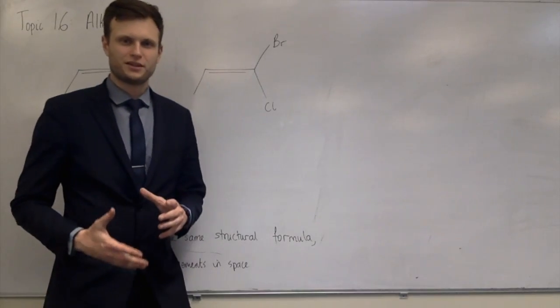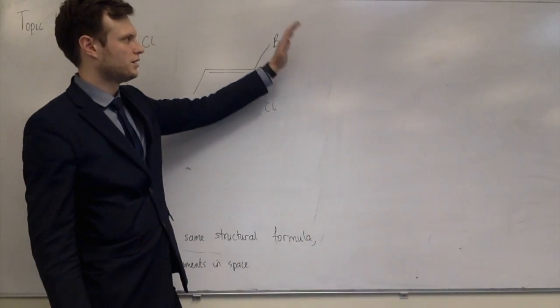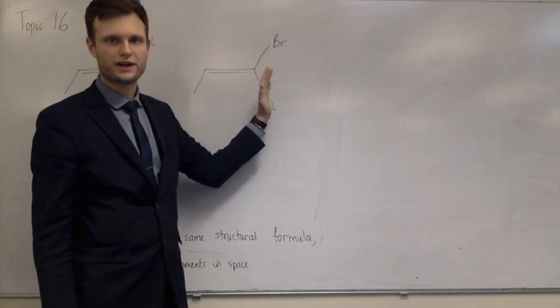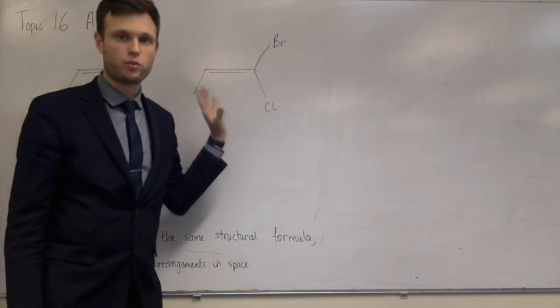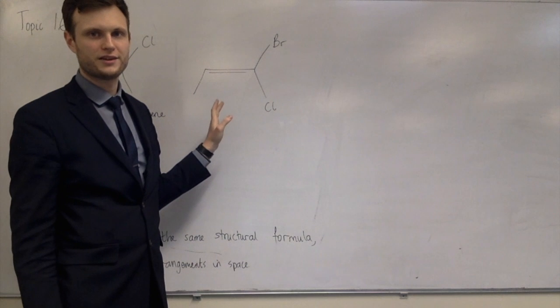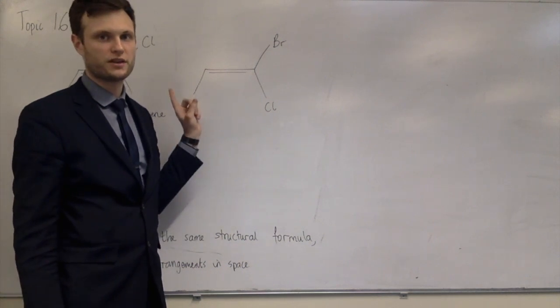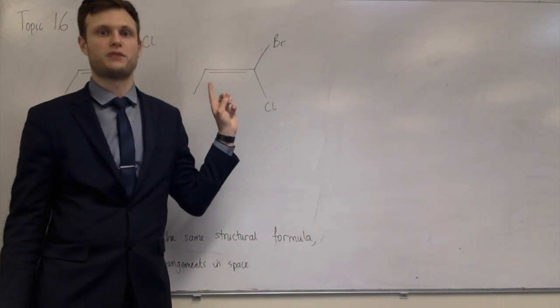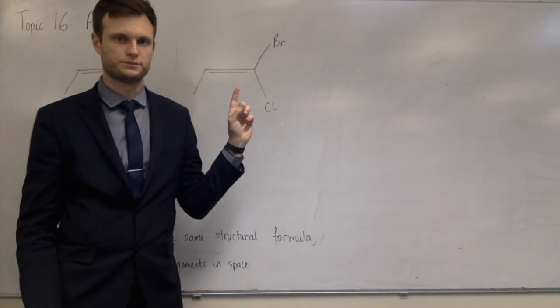The basics of using E and Z would be you have a left-hand side and you have a right-hand side. And what you do is you make one of the groups on the left-hand side have priority over the other. And so that's the one that you talk about when you're naming the compound.